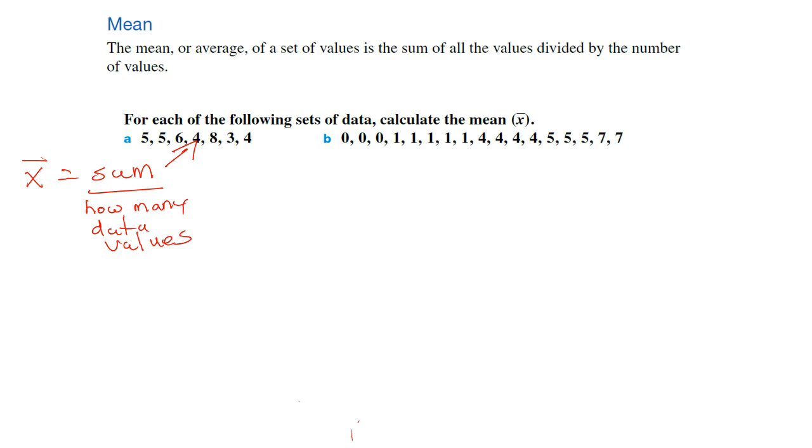Okay, welcome back. So for A, what we've got here is the sum of those values. So we add them up. We'd go 5 plus 5 plus 6 plus 4 plus 8 plus 3 plus 4. That will give us 35. If we count how many we've got, 1, 2, 3, 4, 5, 6, 7, divided by 7. We work out how many times 7 goes into 35, and we find the answer is 5. So we've got the average. That's what you need to do.